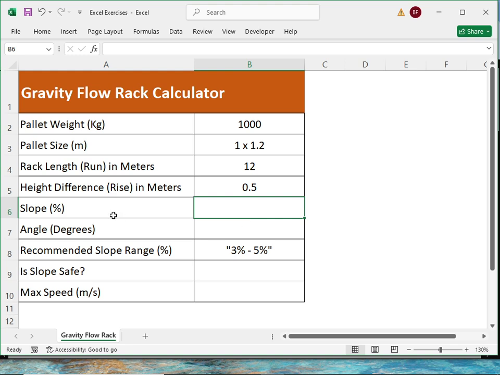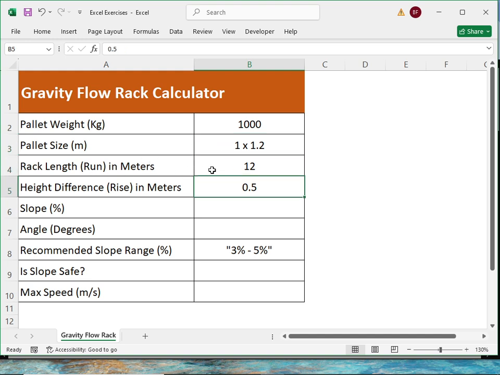So I just got a few pieces of information here, like the pallet weight, 1000 kilograms. So if you've got a 1000 kilogram pallet, therefore your forklift truck rated capacity would also need to be 1000 kilograms at least. Then the pallet size would be standard, especially for a dry store or dry warehouse, 1 meter by 1.2 meters. And then what's important here is the run and the rise.